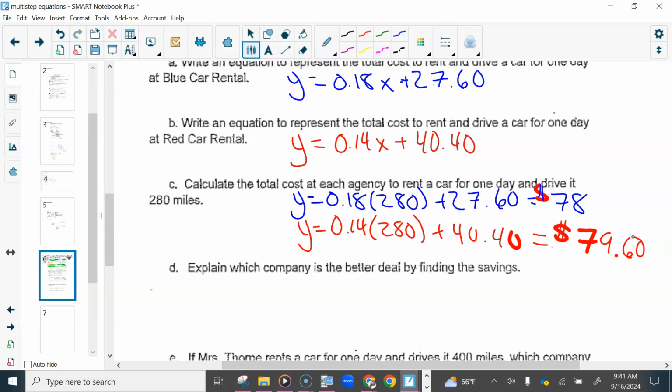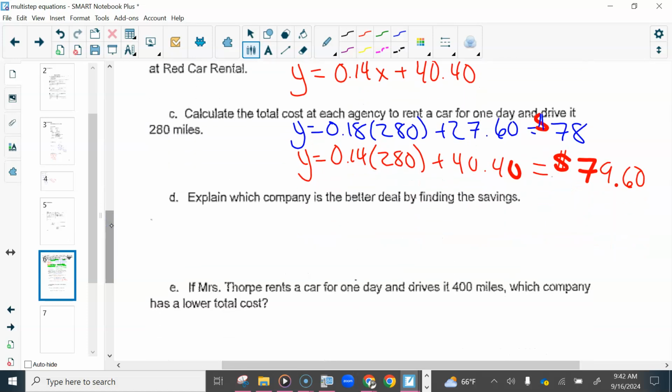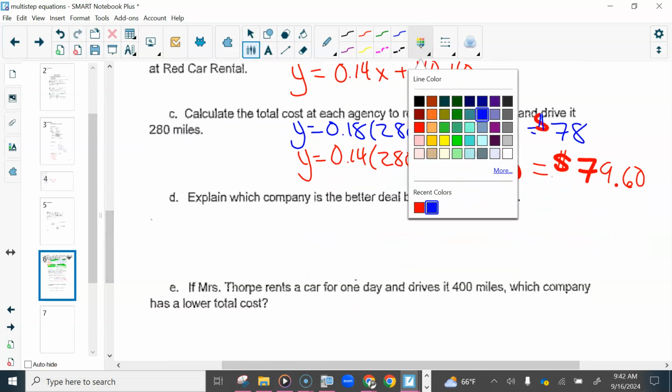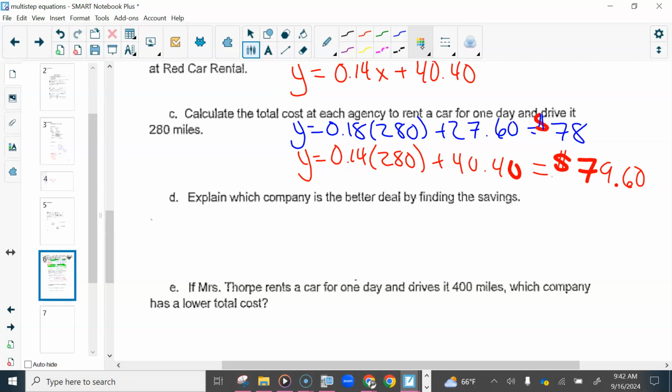Okay. Then in part D, it wants you to explain which company is the better deal by finding the savings. So if we were to drive 280 miles, which one is the better deal? The blue. Why? Yeah. So the blue car rental, because you save $1.60, which is not a whole lot, but in the long run, better than nothing. Okay.